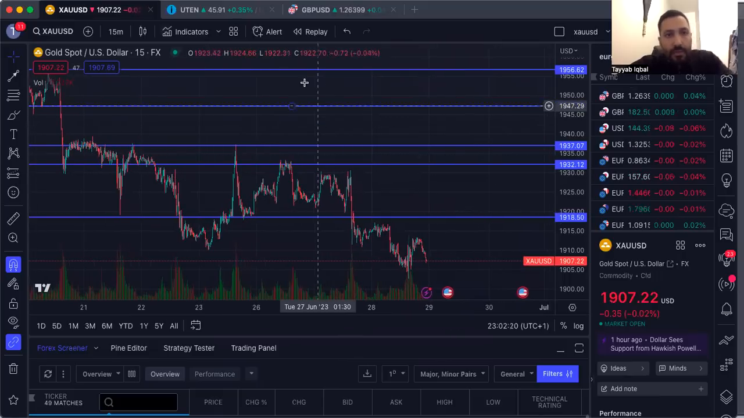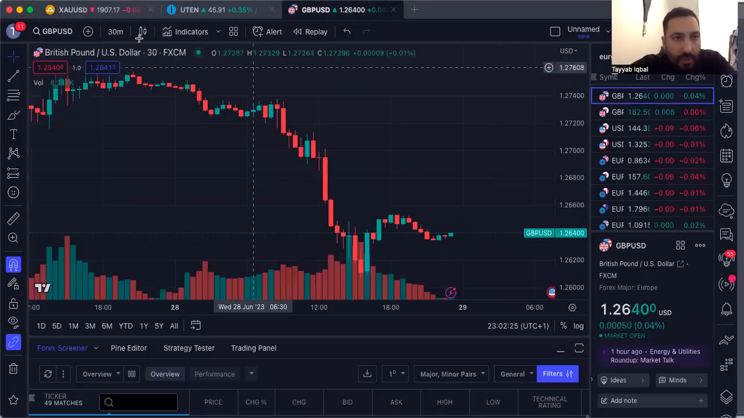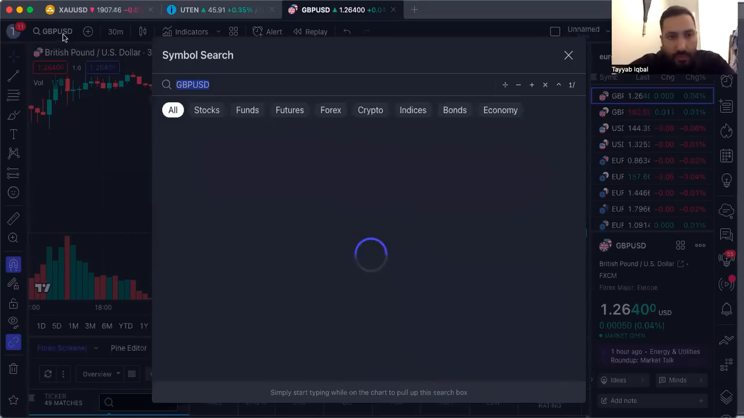Right. So this is the gold chart that played out today. What I will do is open another gold chart here so I can show you exactly what happened today with examples.